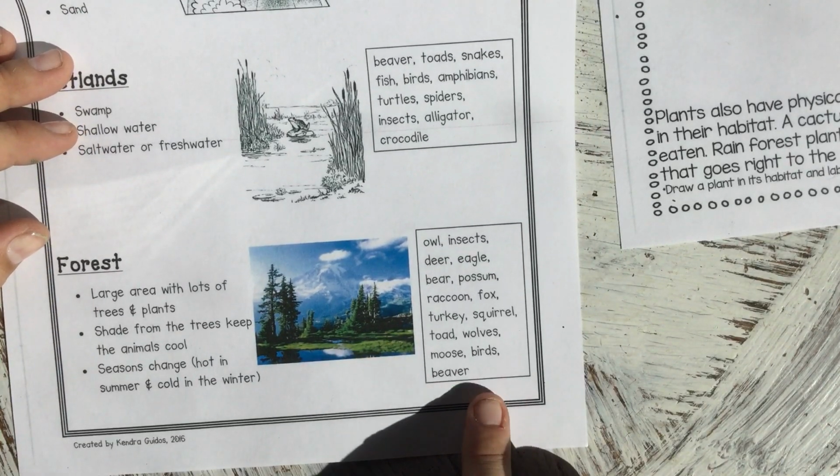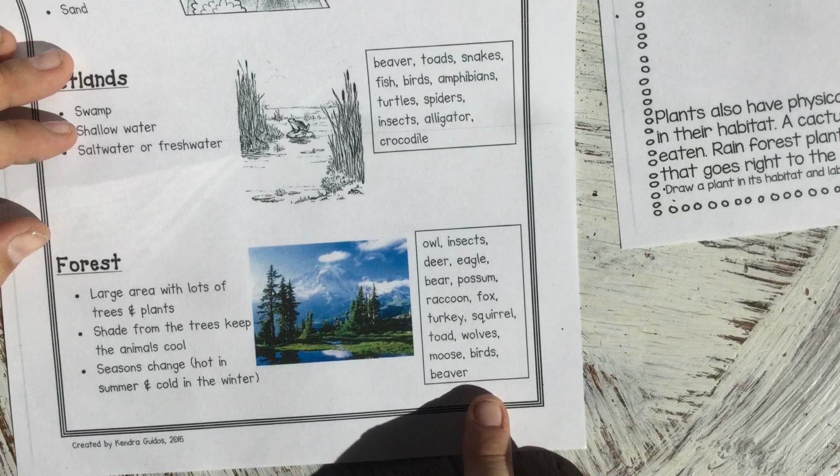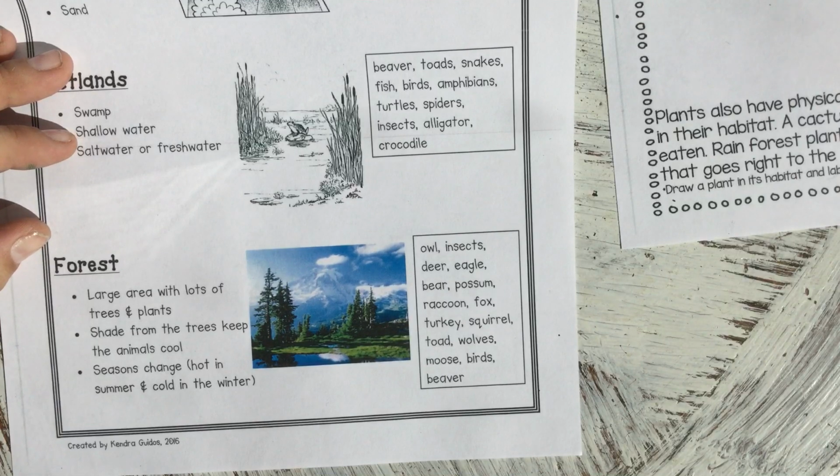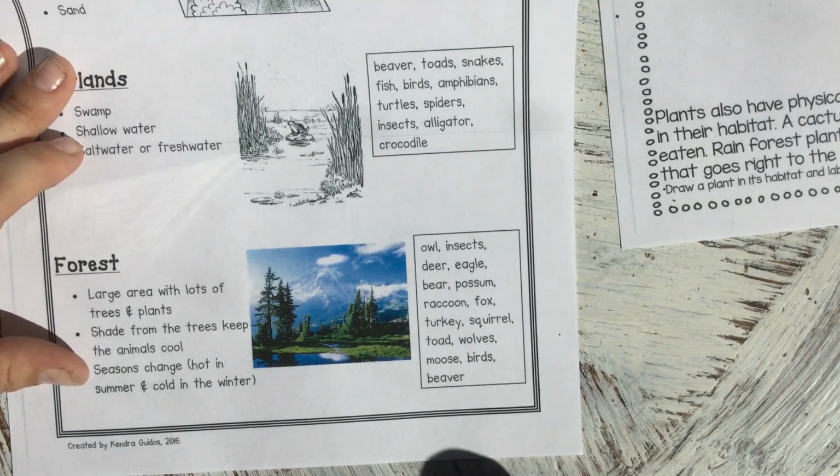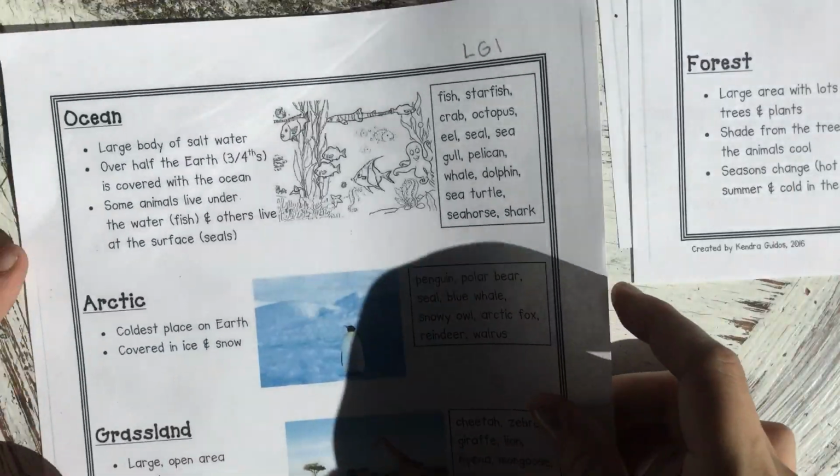And then animals that live in the forest are like the owl, insects, deer, eagles, raccoons, possums, bears, foxes, turkeys, squirrels, toads, wolves, moose, birds, and beavers all live in the forest habitat. And we have 4 more that we're going to talk about.